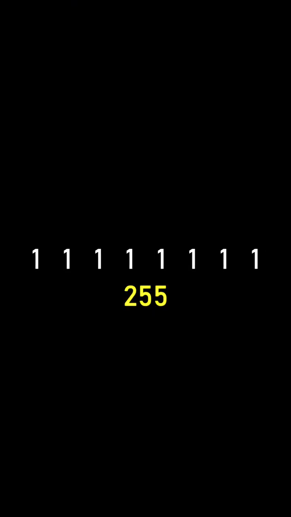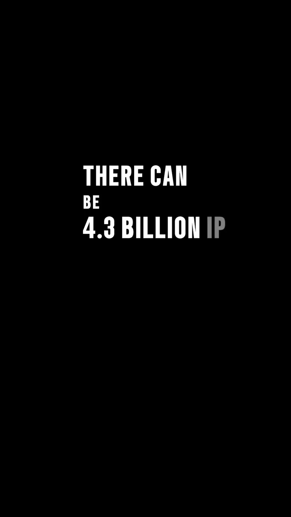If all the bits are 0, the decimal value will be 0. If all the bits are 1, the decimal value will be 255. This is why octets range from 0 to 255. There can be 4.3 billion IP addresses in this set of 4 octets.